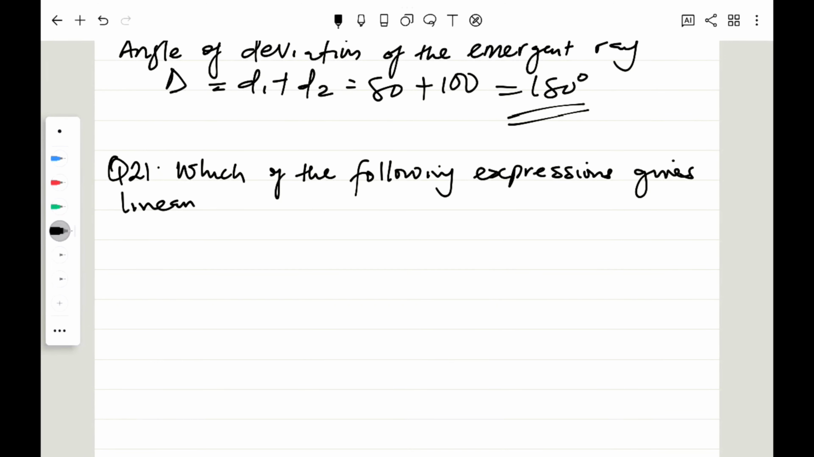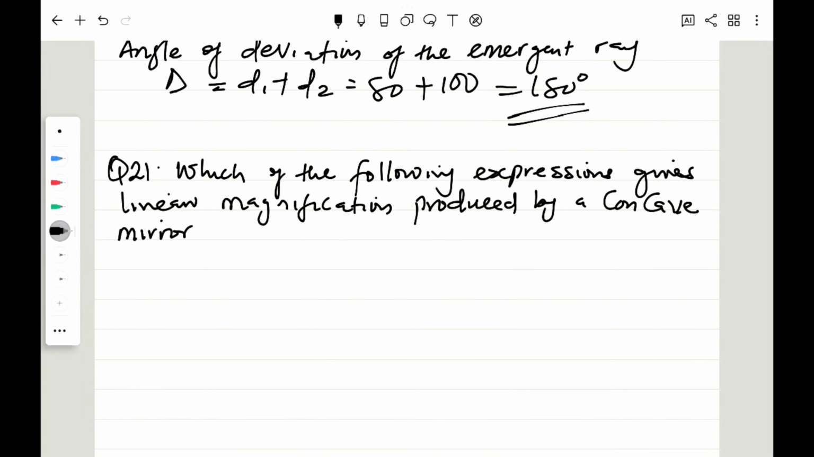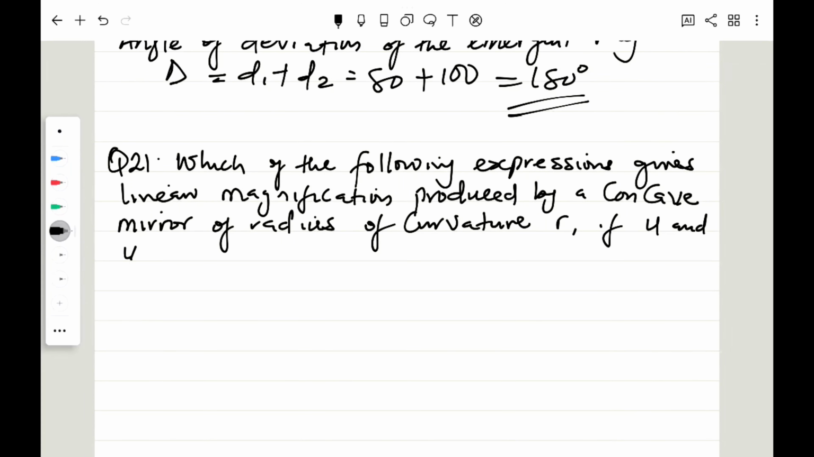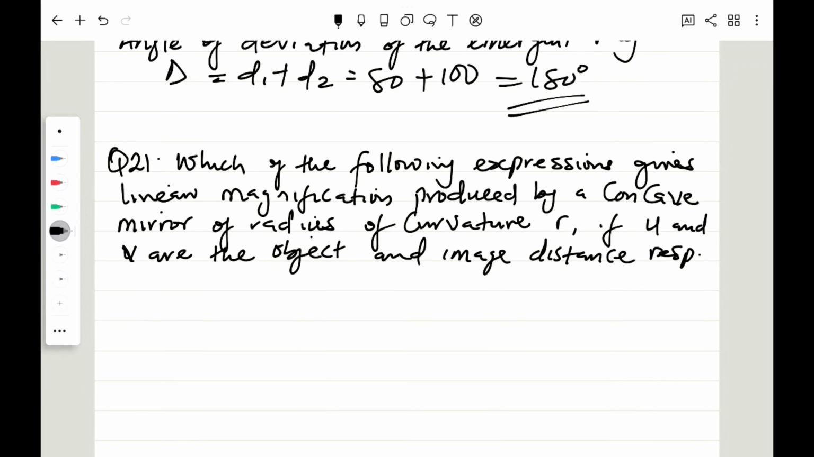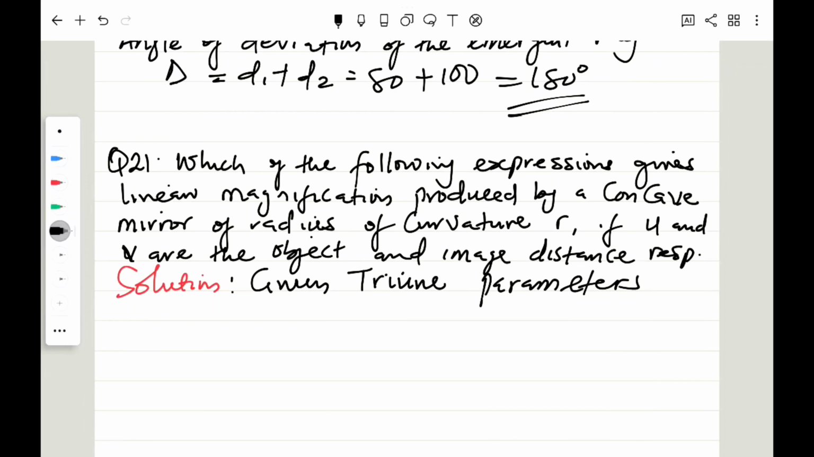Which of the following expressions gives linear magnification produced by a concave mirror of radius of curvature r if u and v are the object and image distance respectively? So solution: the given components or data or parameters from this question, we have number 1, our radius of curvature, which is r, is given to be r.